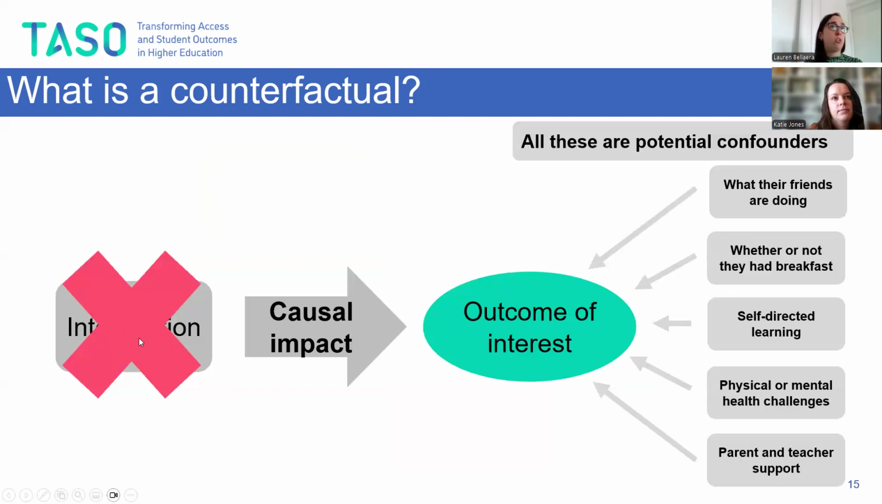Within the counterfactual, essentially what we are doing is taking away the intervention, or the activity that you're interested in, and tracking what the outcomes would have been without the intervention. So we're separating the intervention from all of the confounding variables, which you can see on the right-hand side.